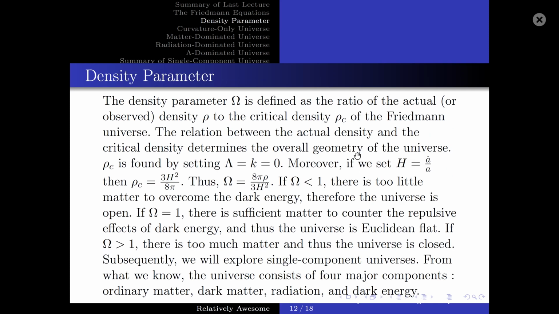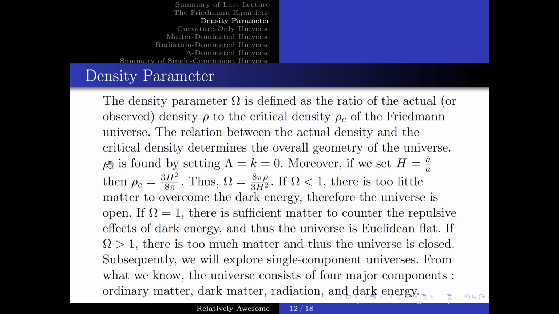Now, let us discuss the Friedmann equations in the context of the density parameters. The density parameter is defined as the ratio of the actual or observed density, rho, to the critical density of the Friedmann universe. The relation between the actual density and the critical density determines the overall geometry of the universe.